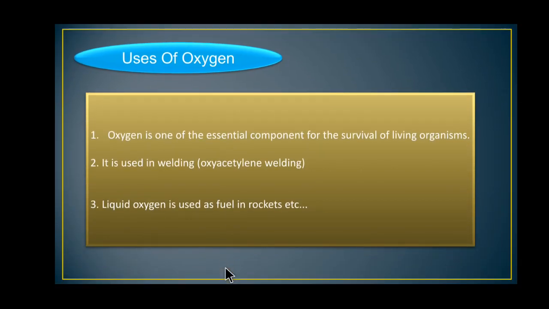Next we are going to discuss the uses of oxygen. Oxygen is one of the essential compounds for the survival of all living organisms. Is it clear? And it is also used for welding purposes. So what is oxyacetylene welding? Oxyacetylene welding is a common method of gas welding. Is it clear? Oxygen plus acetylene provides a high temperature flame for welding, that is oxyacetylene welding.